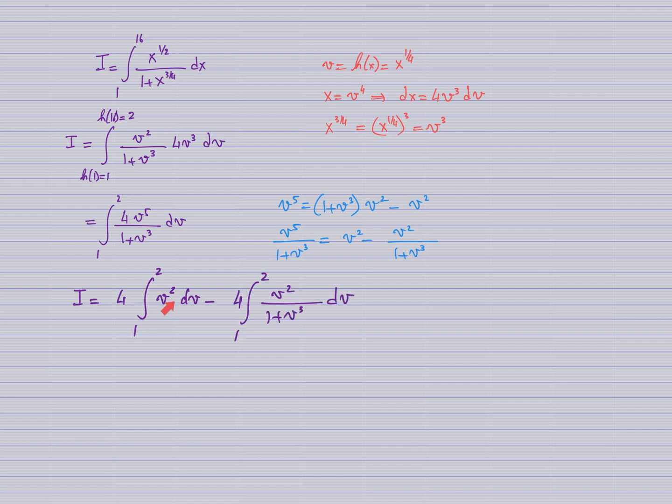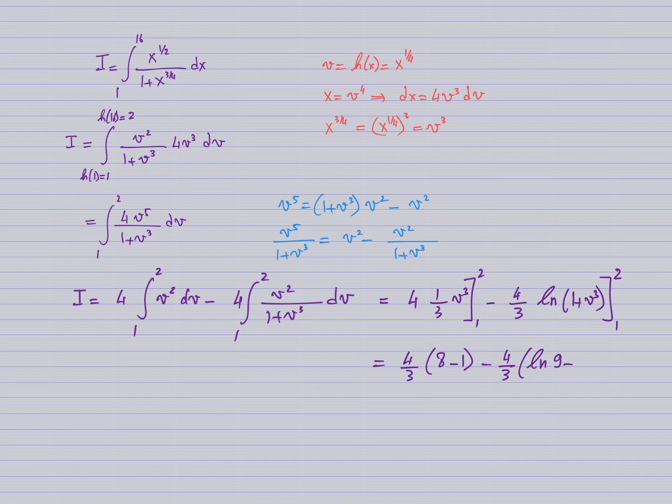So the first part here is straightforward, and the second part is easy to handle because this function is of the form f prime of v over f of v up to a multiplicative factor, where f of v is 1 plus v to the power 3, so it will give us a natural logarithm. And the final answer would be 4/3 (8 minus 1) minus 4/3 (ln 9 minus ln 2), which can be written as 4/3 times (7 minus ln 9/2).